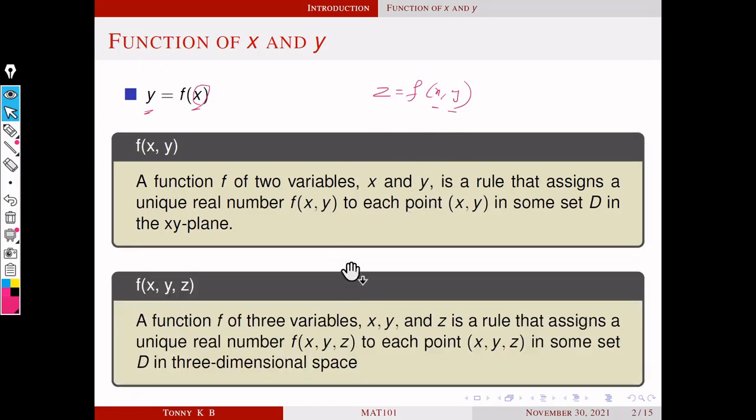Similarly, we can extend this concept to the three variable case. This is f of x, y, z. Only thing is here x, y and z are all independent. That will be w equal to f(x, y, z). That means w is dependent and x, y, z are independent variables. Okay. So this is the idea of a multivariable function. So they are called multivariable functions. Multivariable means a function involving two or more variables. That's all.